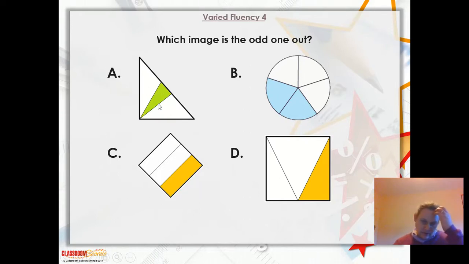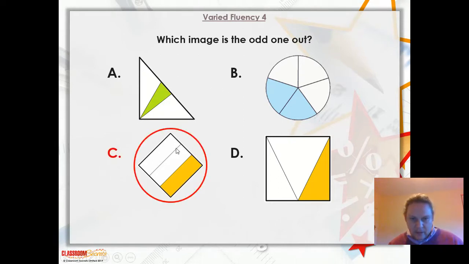This one's not a third because they're not equal parts. This one's not a third because it's been divided into 5 pieces. And this one, again, is not equal parts. We've got 1 part shaded, but the rest of the parts are not equal. Okay, so the only one that is an actual third is C. Okay, so it's the odd one out.